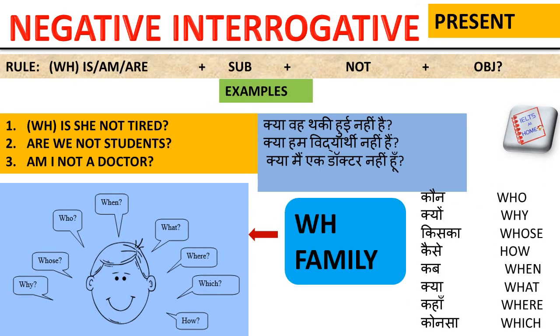For making negative interrogative, the rule is the same as an interrogative sentence, but you need to put not after the subject. The rule is, firstly write the helping verb, then the subject, then not, and then the object. Also a question mark at the end. See the example.